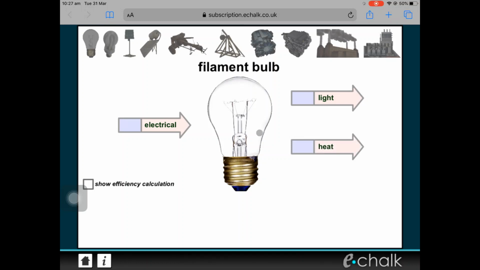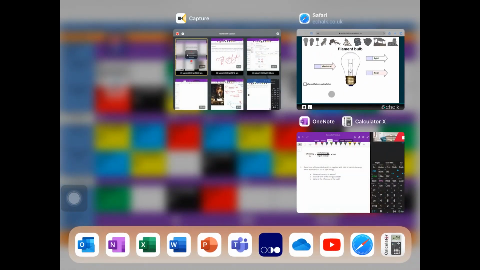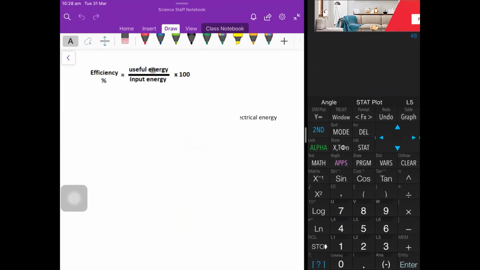And so what we're able to do is think about the efficiency of this bulb. And what that means, when I use the word efficiency, is we're able to think how much of this electrical energy is actually converted into light energy and how much of it is actually wasted as heat. What's the efficiency in the transformation from electrical energy into light energy? And let's have a look at the equation we need to think about that.